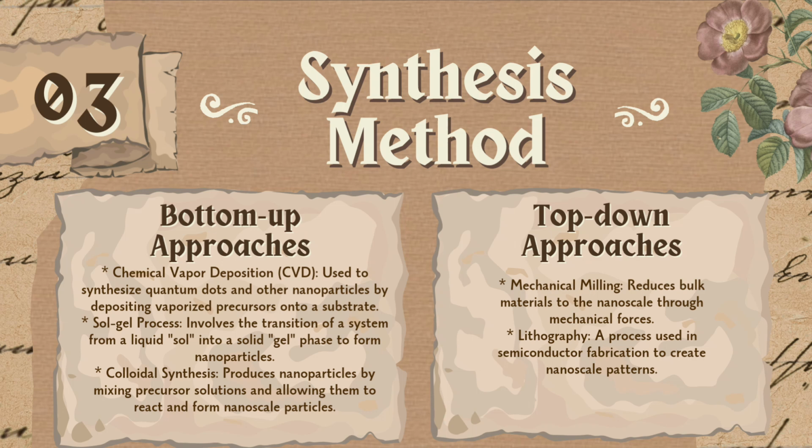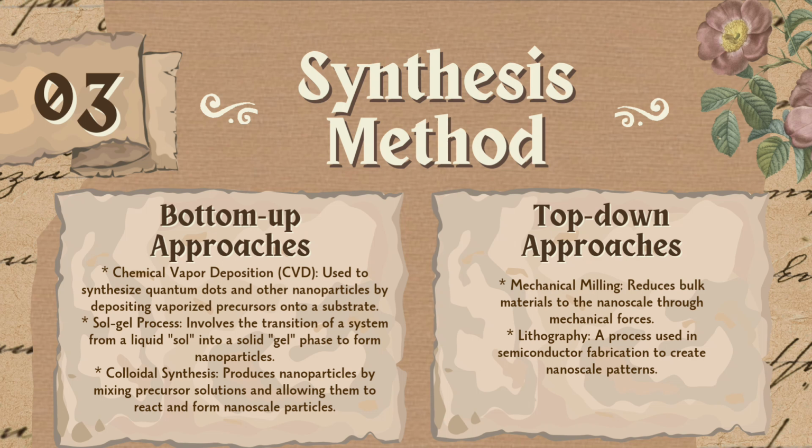For top-down approach, mechanical milling. This technique reduces bulk materials to the nanoscale through mechanical forces such as grinding or milling. It is a simple and cost-effective method, but can result in a broad size distribution of particles. Lithography. This process is used in semiconductor fabrication to create nanoscale patterns. It involves patterning a surface using light or electrons and then etching away the exposed area to form nanostructures. Lithography is essential for producing integrated circuits and other nanoscale devices.